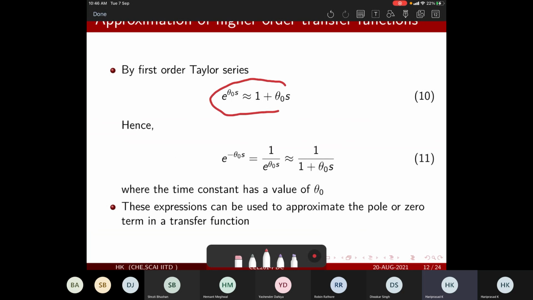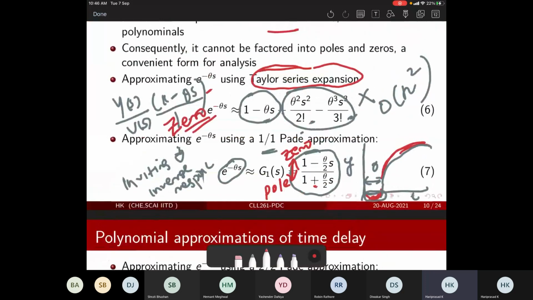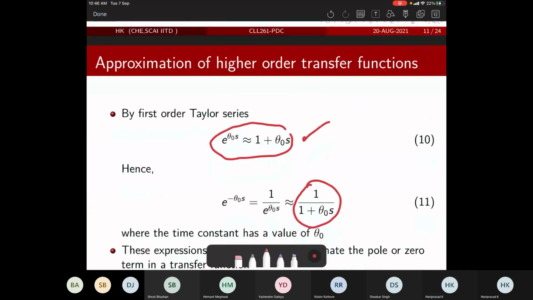Again, if you have e raised to theta s, of course, this is the first order Taylor series approximation. And 1 by e raised to minus theta s, you may assume 1 by this, and you can also write it. So this is also a very different way of writing. You see, we have not seen it like this. See, e raised to minus theta naught s, okay? If you expand, what you will get is e raised to minus theta naught s plus terms corresponding to order of s square.